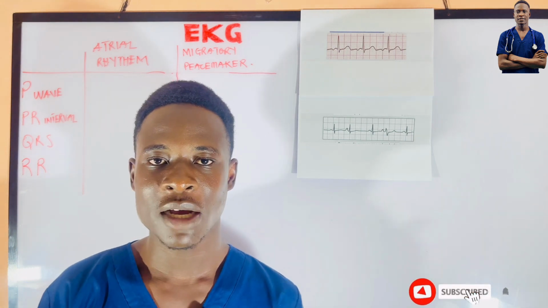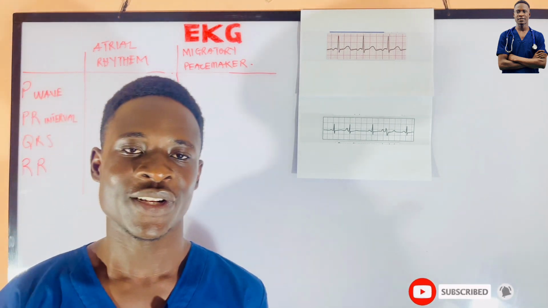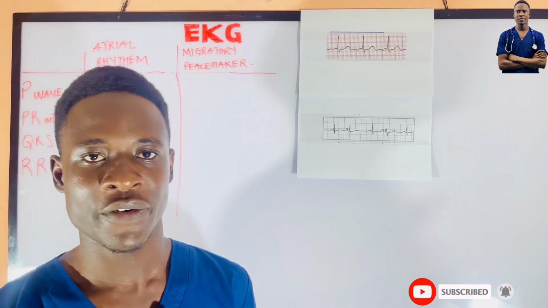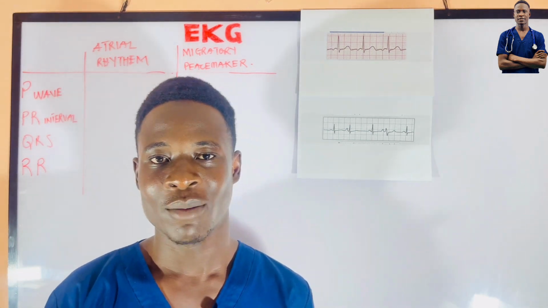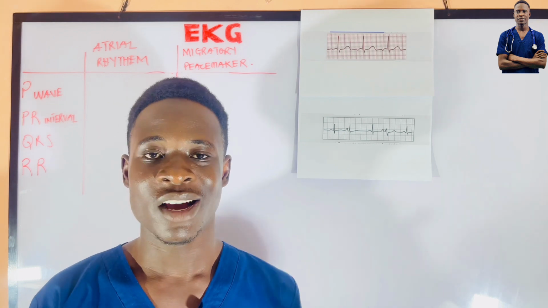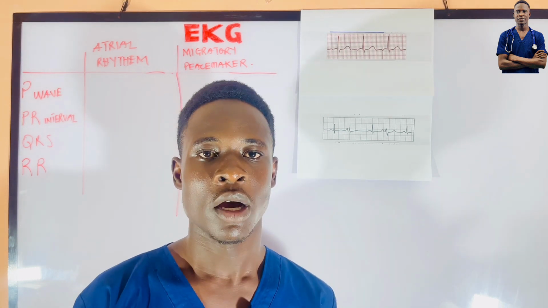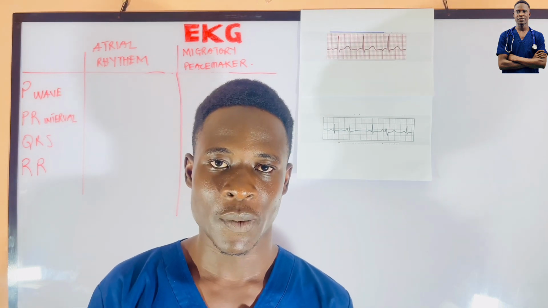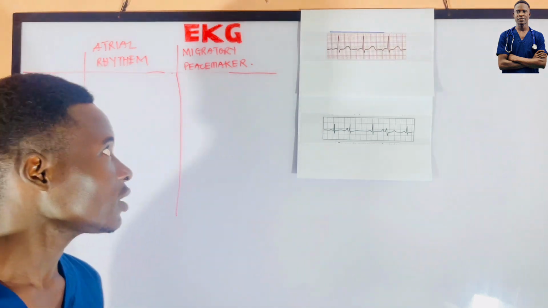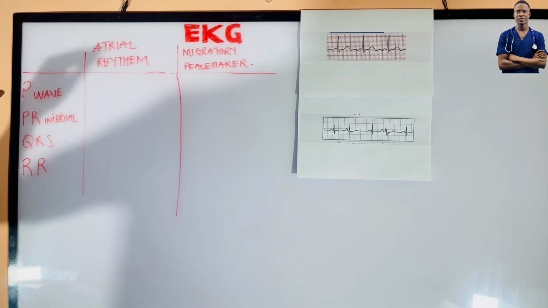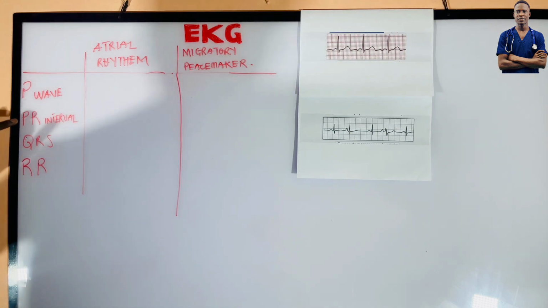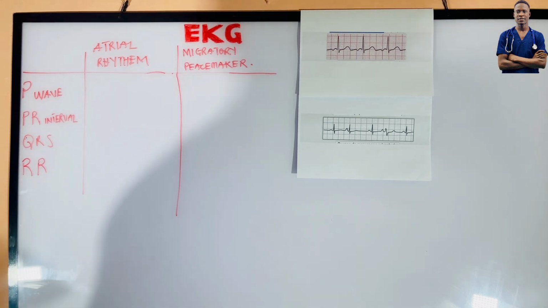Hello guys, welcome back to the lecturer's desk once again. Today we are going to talk about atrial rhythm and migratory pacemaker: how we can identify them on the EKG graph and how to differentiate between them on the same EKG graph. Now, when we talk of these two, how can we differentiate them? We can differentiate them using our P wave, our PR interval, our QRS complex, and our RR interval.